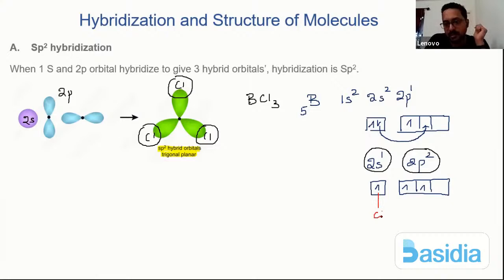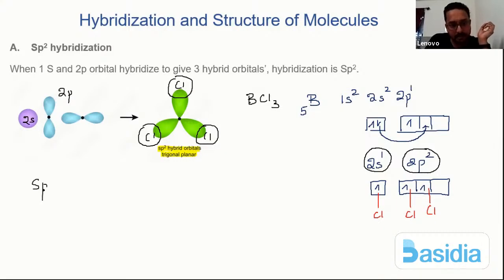So let me say here one Cl is linked, and then one Cl is linked over here, and one Cl is linked over here. Okay, so which are the orbitals involved? 1s and 2p orbitals. Hence the hybridization is sp2 hybridization. Okay, so what are the things we have to write down here?